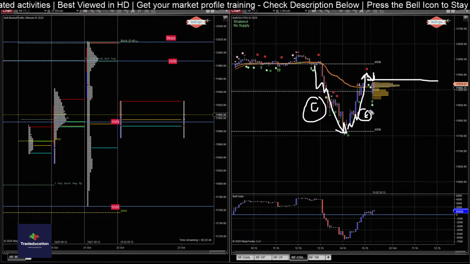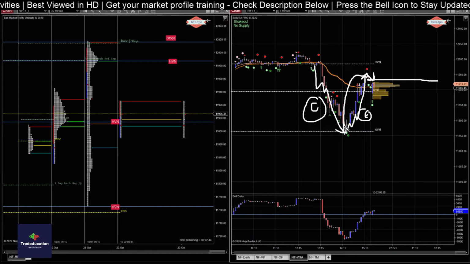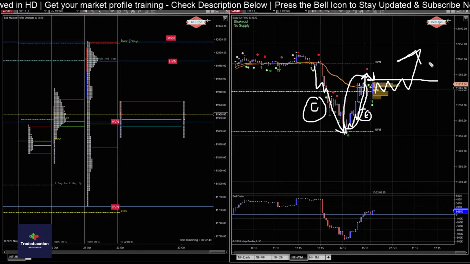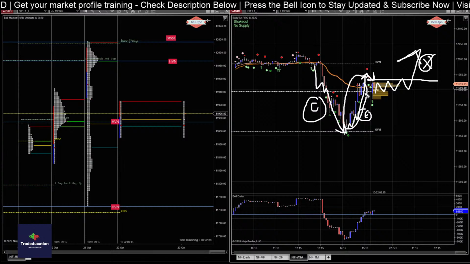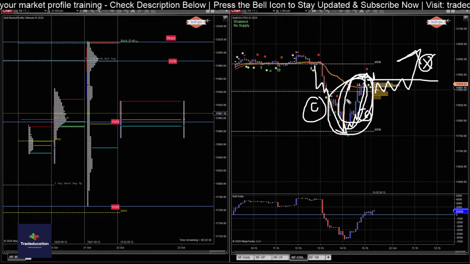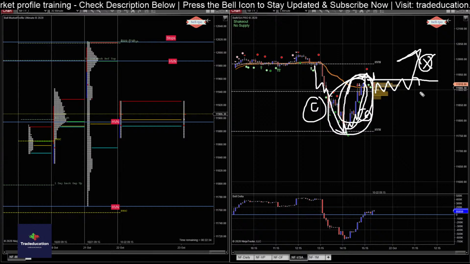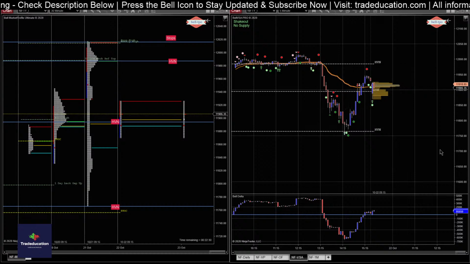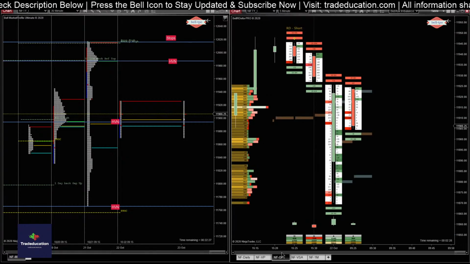Now we should see continuation. Those who bought in this zone, we should see continuation from their side. If we don't see this, then it means that this all was just a fake rally, and we might see continuation to the downside. Okay, so that's what I wanted to share.